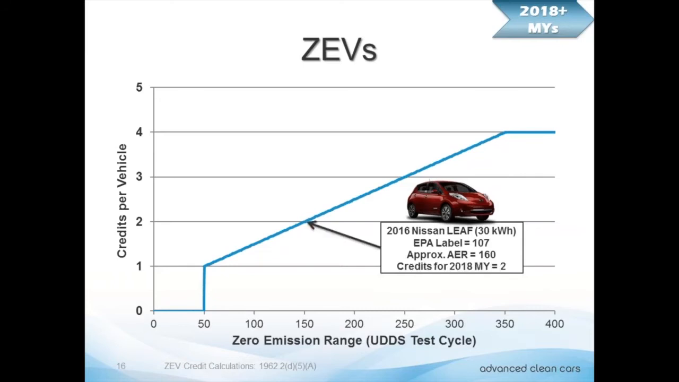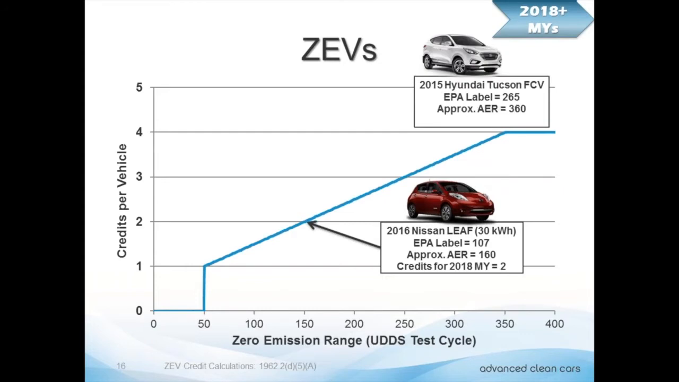This vehicle has an AER of approximately 160 miles on the UDDS test cycle, and it earns 3 credits per vehicle. If this vehicle continues to be sold with the current AER of 160 miles in model year 2018 and beyond, it will earn approximately 2 ZEV credits per vehicle. The current 2015 Hyundai Tucson fuel cell has an EPA label range of 265 miles and an AER of approximately 360 miles, and is eligible to earn 9 credits per vehicle. If this current configuration is sold in 2018 and beyond, it will earn the maximum of 4 credits per vehicle.